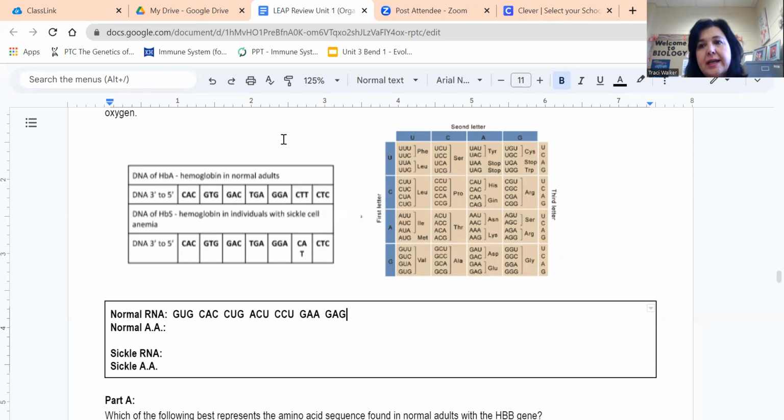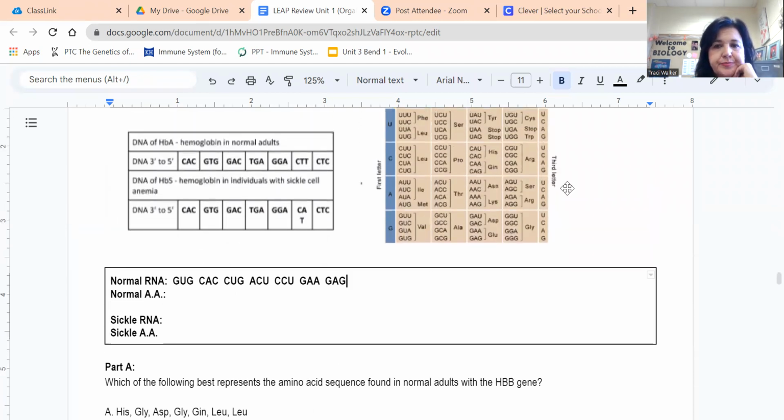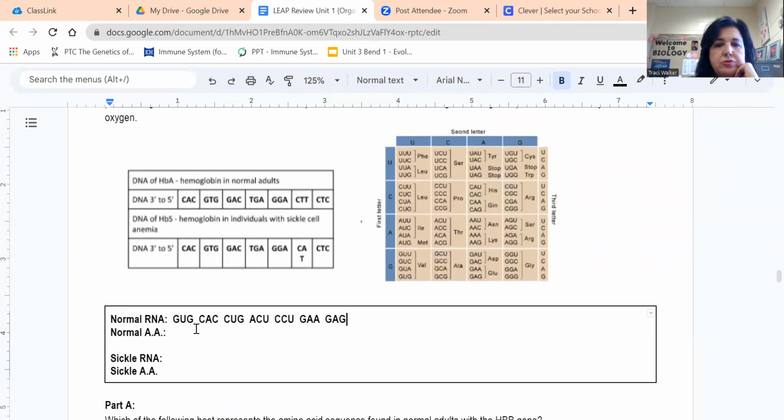Now I can use my amino acid chart and figure out what the amino acid sequence is. Okay. And so let's look at our question. We want to know the correct amino acid sequence in normal adults. Okay, and we know it's not A. We've eliminated A. Okay, so let's go ahead and start our amino acid sequence. So GUG, so here's G, my first letter, U, my second letter, and right here in this box is where they intersect. So GUG is valine. VAL.